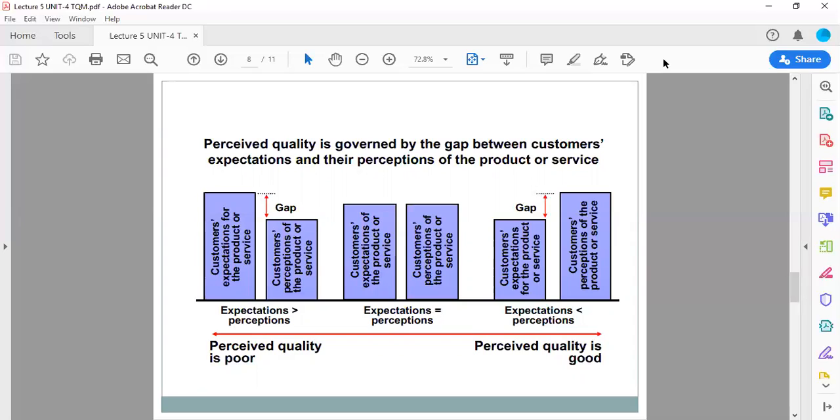So we have to manage it so that either expectation is equal to perception, or expectation is less than perception, for the successful launching of our product.